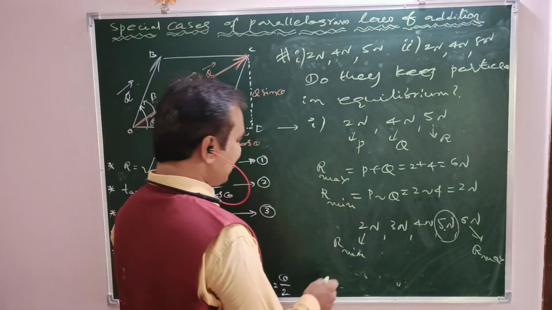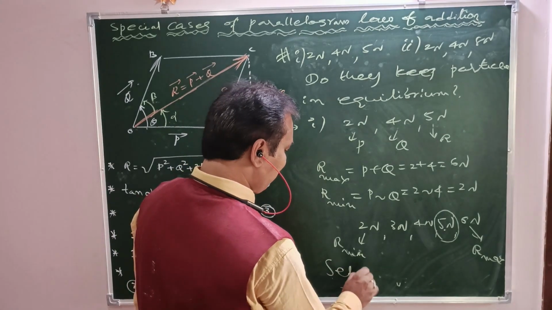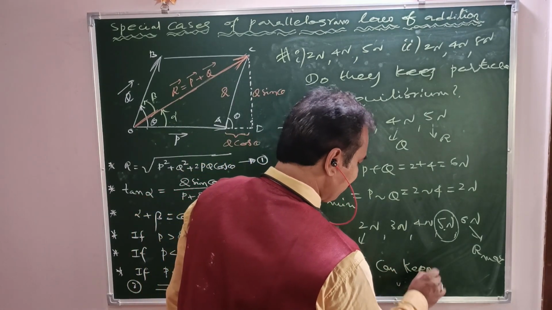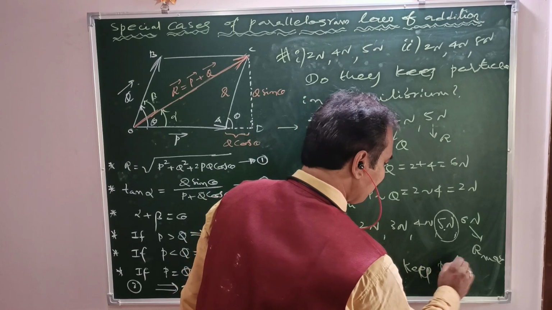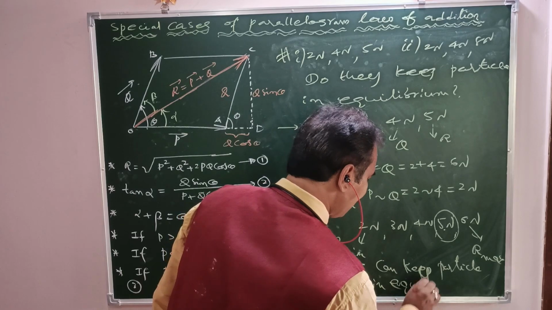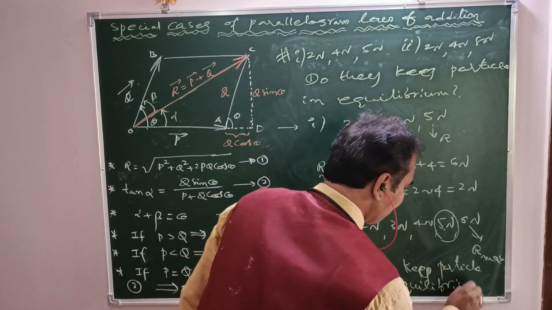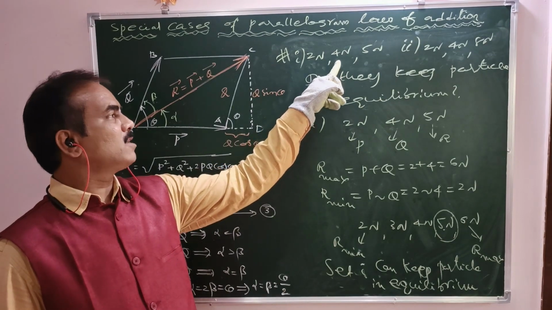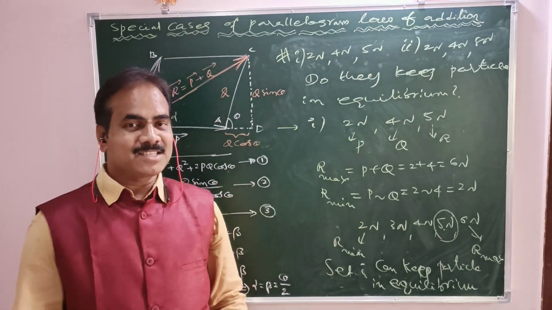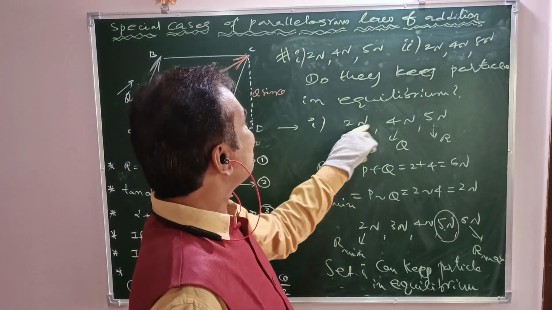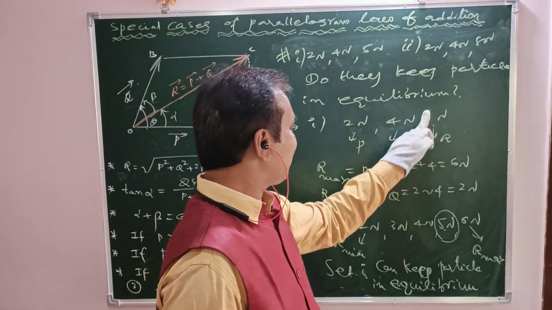So that is the reason why the first set of forces can keep that particle in equilibrium. Yes, set 1 can keep the particle in equilibrium. Okay, so because of the first set of forces, that particle can exist in equilibrium. Okay, coming to the second set, let us see the second set. 2 Newton, 4 Newton and 8 Newton here.